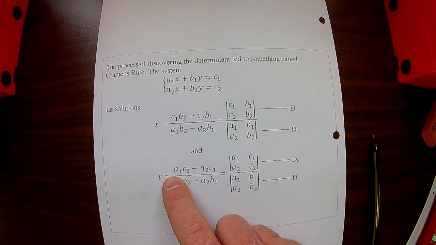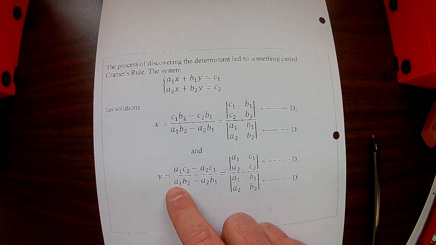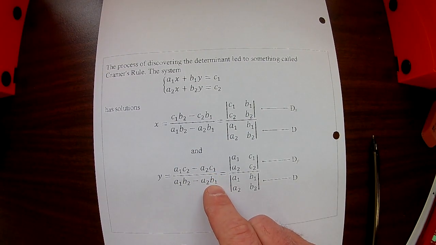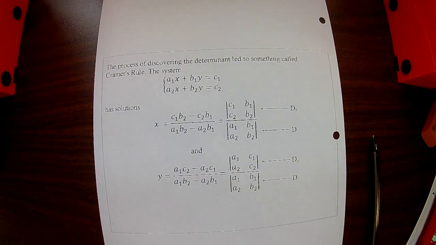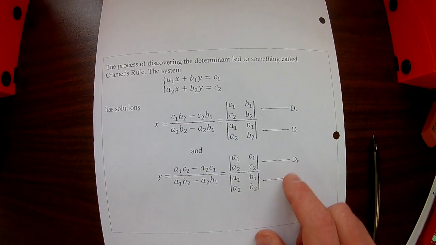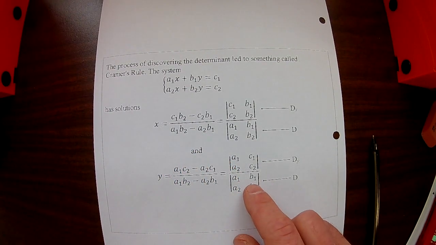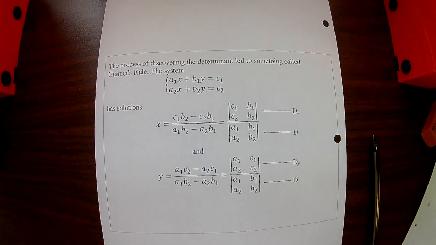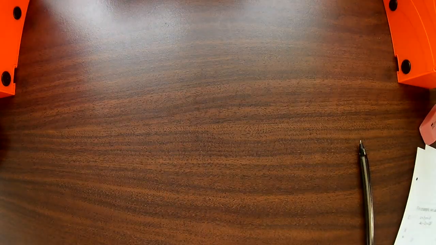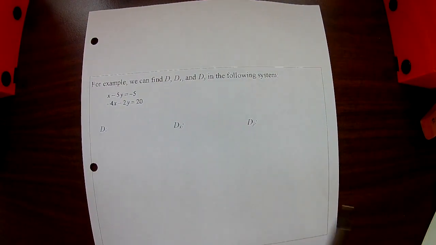Down here, y is going to be equal to A1c2 minus A2c1 over A1b2 minus A2b1, which is just the determinant of this matrix in the top there. We call that D sub y. This, identical to the denominator from x, is the determinant of the same matrix, again still called D. Cool. Now all we have to do is set up D, D sub x, and D sub y.